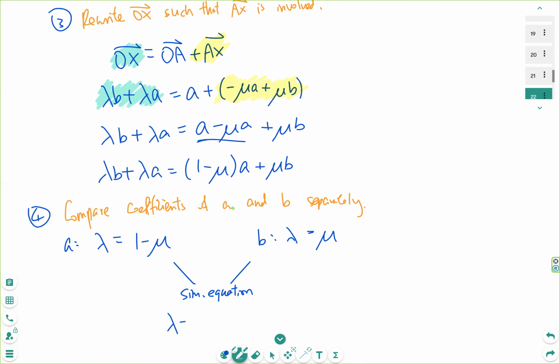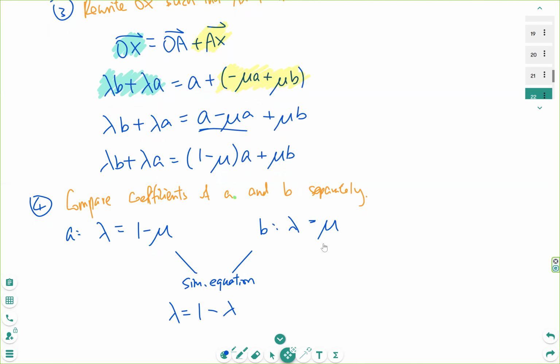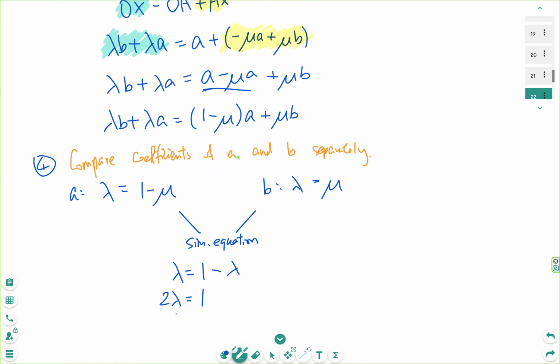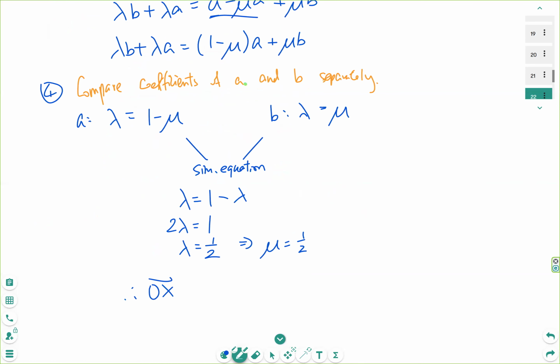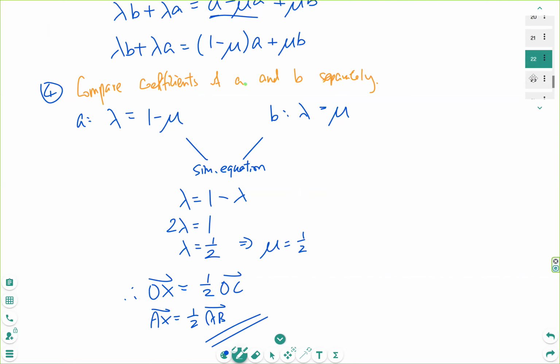So lambda equals 1 minus lambda. And bring lambda over, 2 lambda equals 1. Lambda equals a half. We know it is correct. Yay, high five. Right, lambda equals a half. Therefore, mu also equals a half. Therefore, OX is indeed a half of OC, and AX is indeed a half of AB. Proven! Yay! I can officially announce that we're now BFF until the video finished.